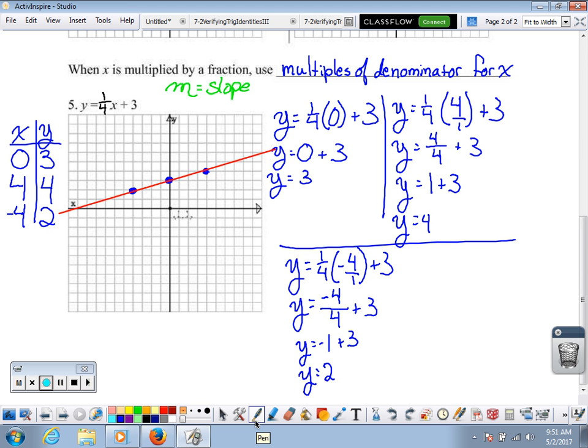Now, we do the same thing that we did on the previous ones. We make an xy chart with 3 x values. We like to pick 0, but we also like to pick multiples of the denominator if our slope is a fraction. We saw what happened right here and right here. The fraction totally canceled, and we ended up with all integers, which is what we want.